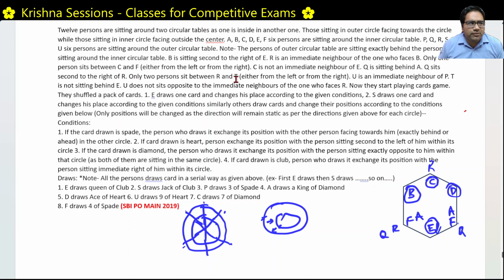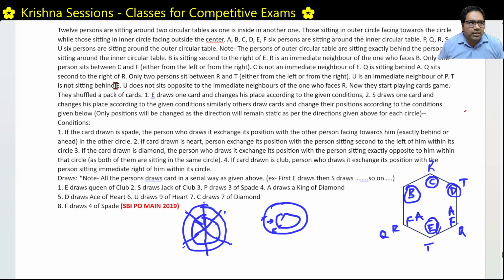Only two persons sit between R and T, either from the left or from the right. So if this is R, then T has to be here. Right. Only two persons between R and T. U is an immediate neighbor of P. That means U and P are together.